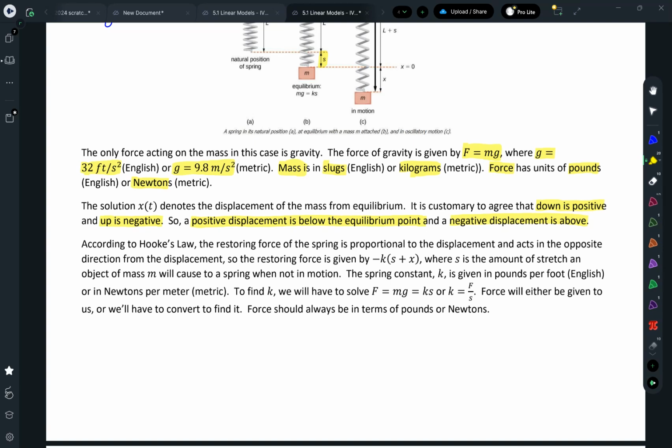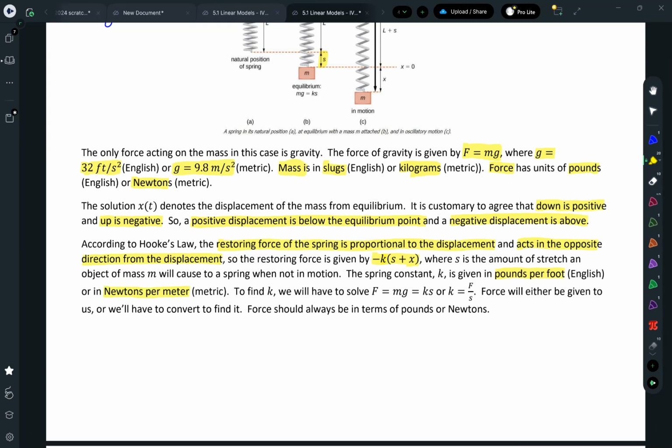Now, according to Hooke's law, the restoring force of the spring is proportional to the displacement and acts in the opposite direction from the displacement. So the restoring force is given by minus k, that's our spring constant, times s plus x, where s is the amount of stretch an object of mass m will cause to a spring when not in motion. The spring constant k is given in pounds per foot if we're dealing with English units, or in newtons per meter if we're dealing with metric.